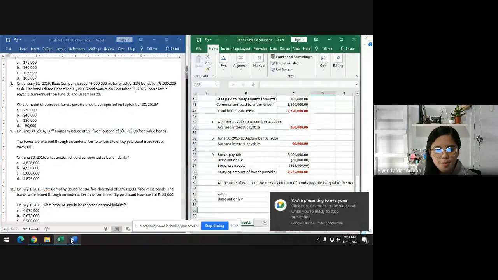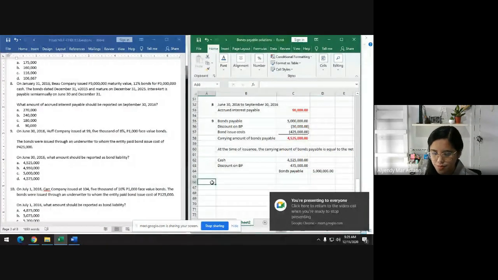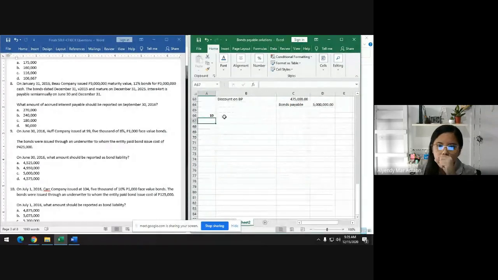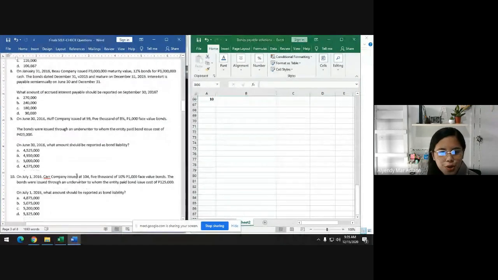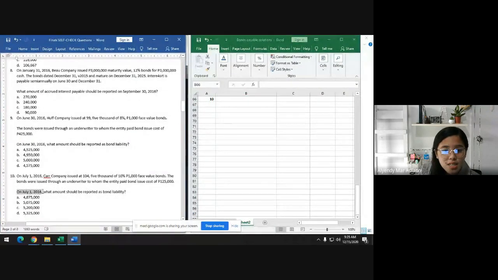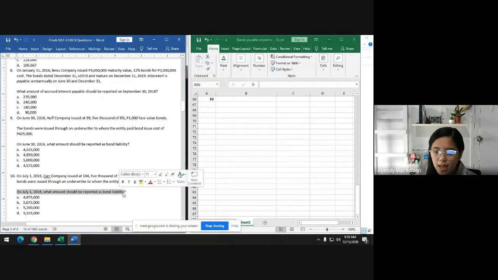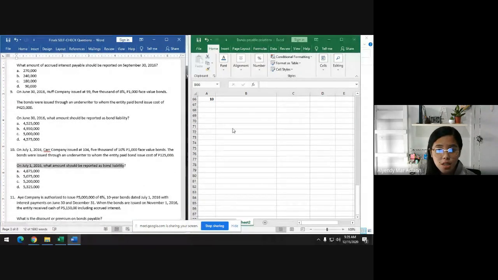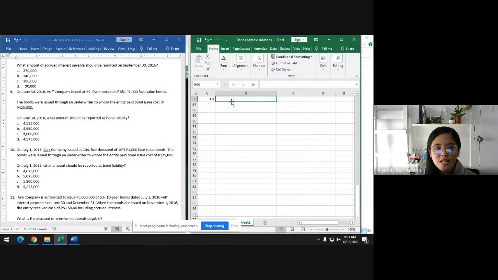Okay, if there is none, let's proceed to number 10. On July 1, 2016, what amount should be reported as bond liability? Same again, the question is its carrying amount. On July 1, 2016, Car Company issued at 104, 5,000 of 10%, 1,000 face value bonds. The bonds were issued through an underwriter to whom the entity paid bond issue cost of 125,000. What is different here from number 9 is that in this problem, it is a premium. Premium on bonds payable.